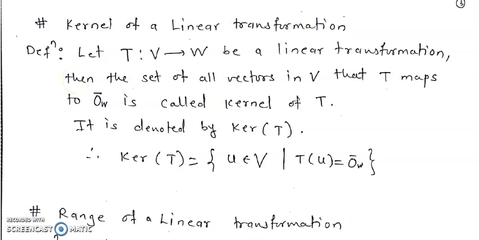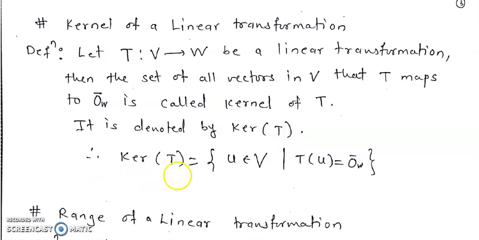Dear students, in this lecture we define kernel and range of a linear transformation. First we define kernel of a linear transformation. Now let T from V to W be a linear transformation. Then the set of all vectors in V that T maps to a zero vector in W is called kernel of T, and it is denoted by kernel of T.